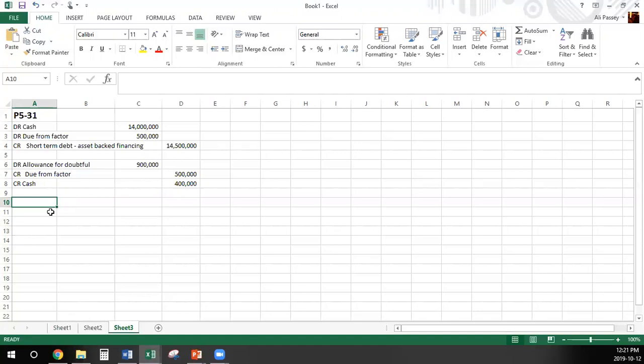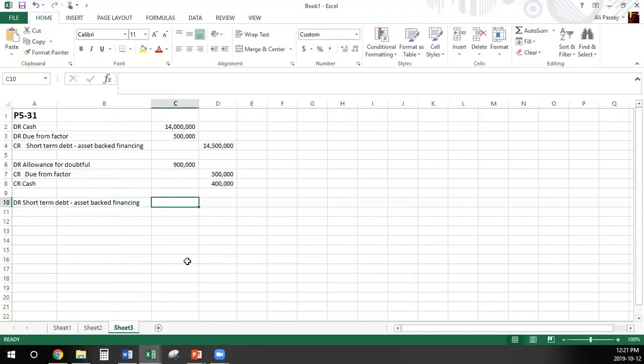So the second entry to make upon the final collection of cash is to clear out the short-term debt that we set up previously, which was the asset-backed financing. So in this case, we would clear out the 14,500,000 that we had previously set up in the first journal entry.